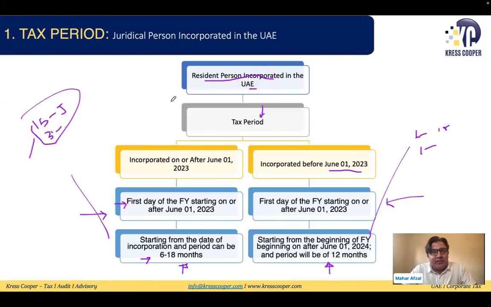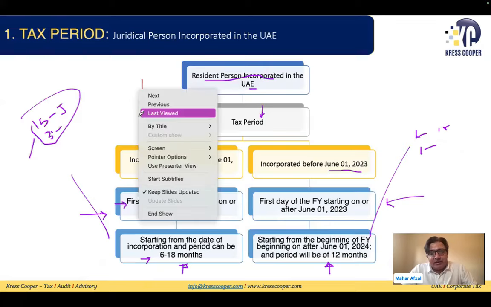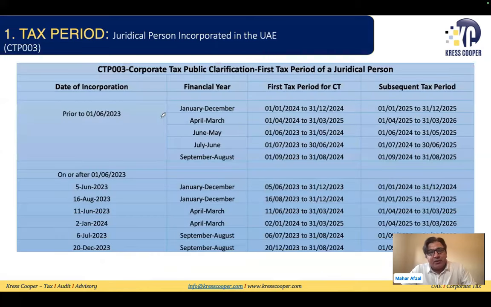Okay, based upon this understanding, this is a summary of public clarification number 3. You can go through this. If this is registered prior to this, or after this. If prior to this, whenever their period is coming to an end, the next period will be the subsequent tax period. And the first tax period can be less than or more than 12 months, in between 6 to 18 months. You can go through this.